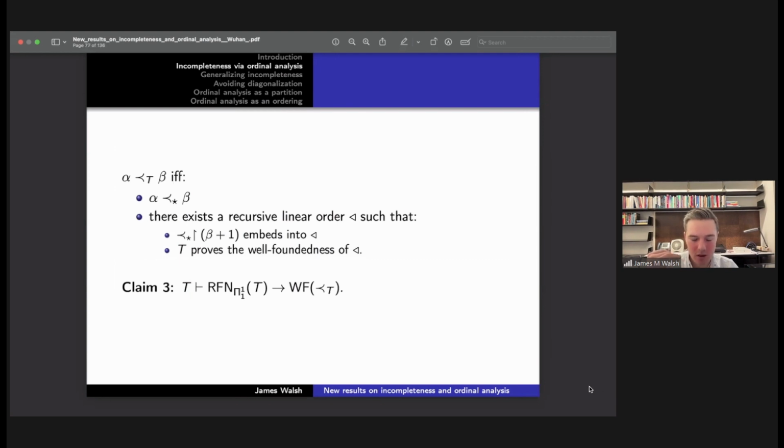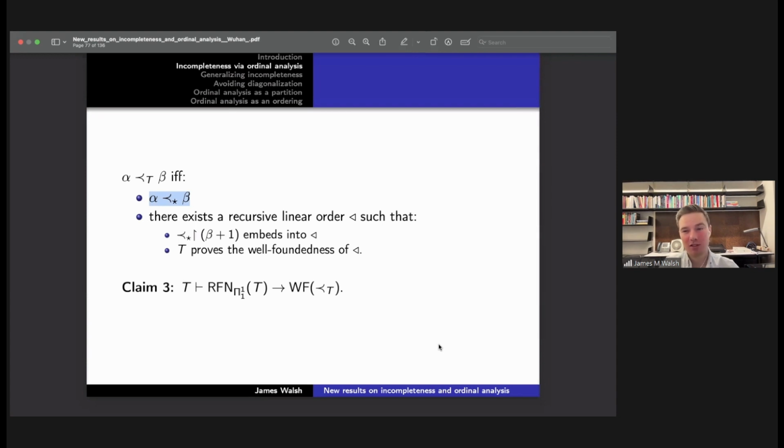And here's the argument. Let's reason in Σ1 axiom of choice, and prove the contrapositive. Suppose that prec T is ill-founded, which is to say there's a descending sequence in prec T. By definition, that means there's a descending sequence in prec star, and it's a descending sequence in some initial segment of prec star that embeds into a T provably well-founded recursive order. So there's a descending sequence in prec star, which embeds into a T provably well-founded linear order triangle. So T is proving the well-foundedness of triangle, even though triangle is ill-founded, because it embeds this ill-founded ordering.